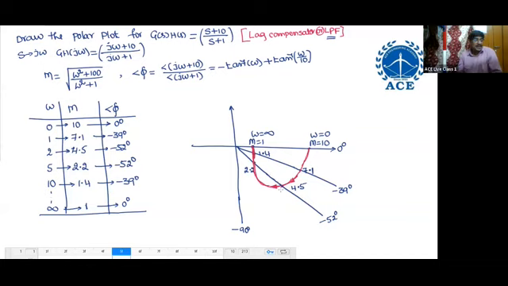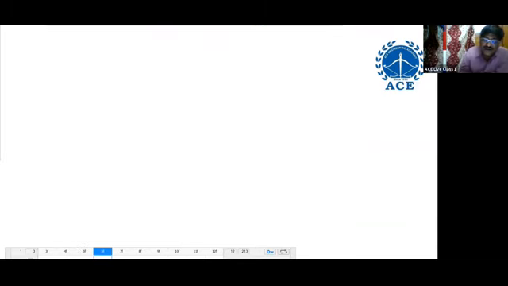Now we'll discuss a shortcut procedure to draw the plot. Listen carefully, try to understand. If you solve one or two problems, you will be able to draw it. Procedure to draw the polar plot.